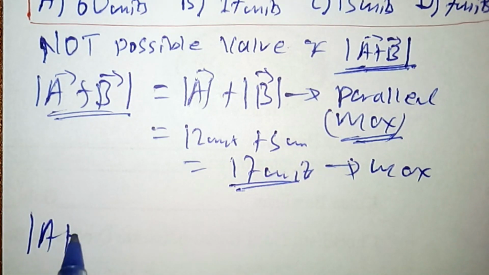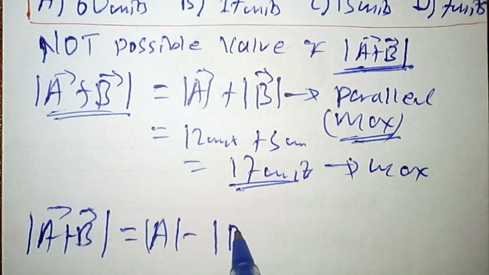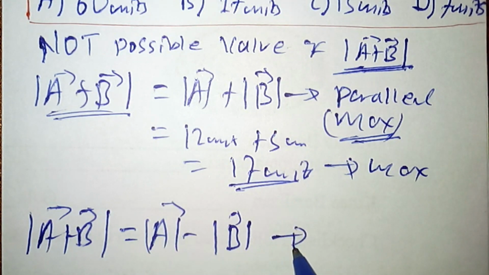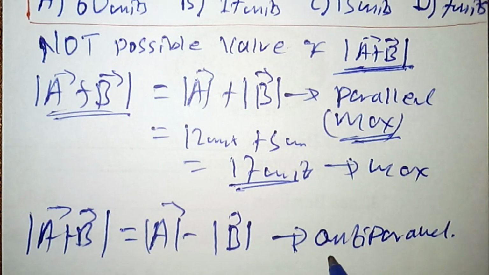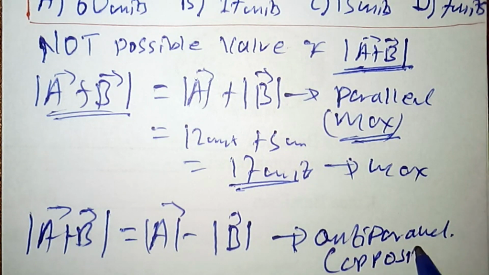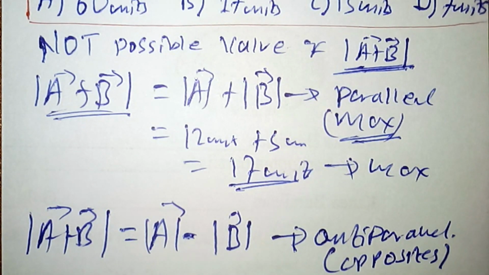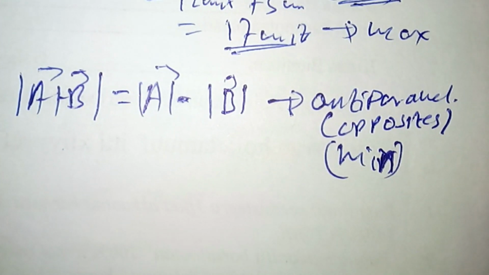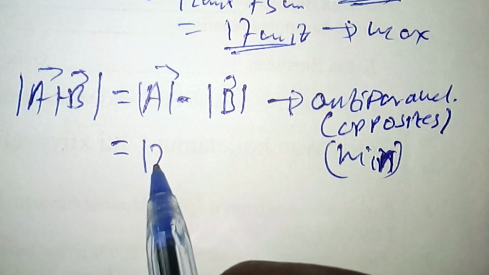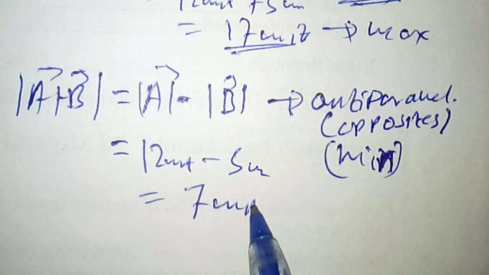And the magnitude of A plus B can also be written as the magnitude of vector A minus the magnitude of vector B. This is if the vectors are antiparallel with each other. That means A and B are opposite vectors. So if they are opposite vectors, this is the minimum possible value of the sum of the magnitudes of A and B, which is 12 units minus 5 units, which equals 7 units.